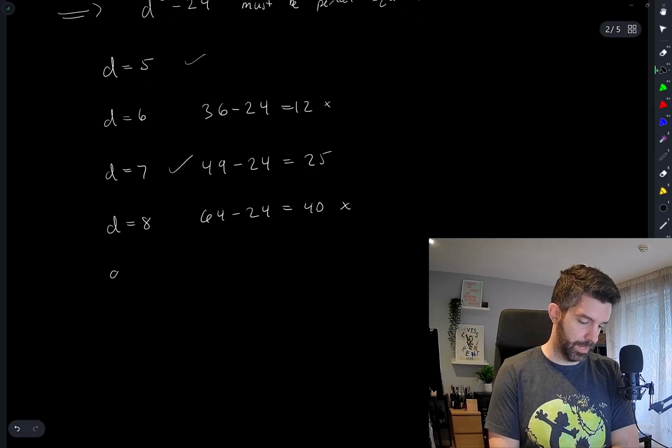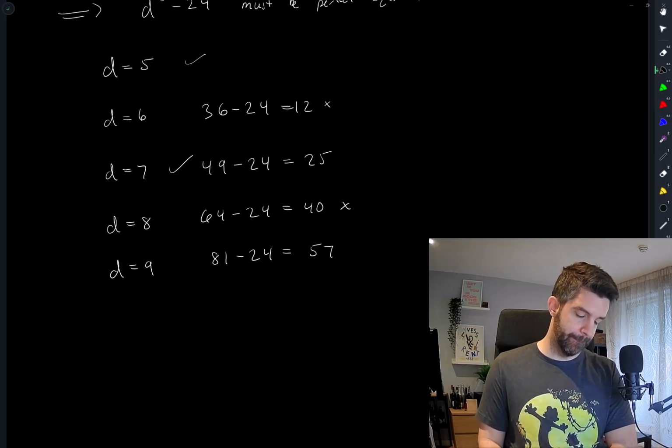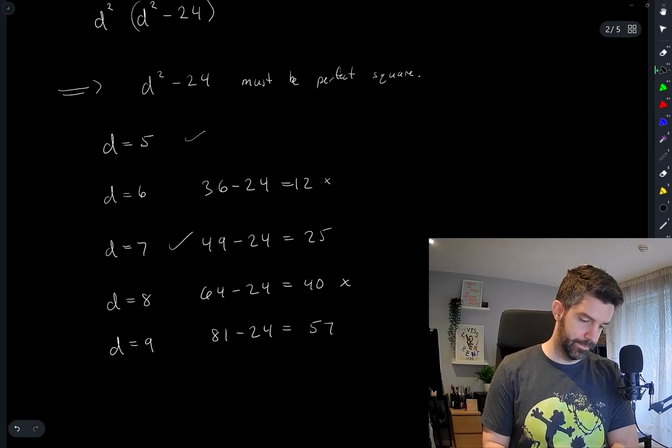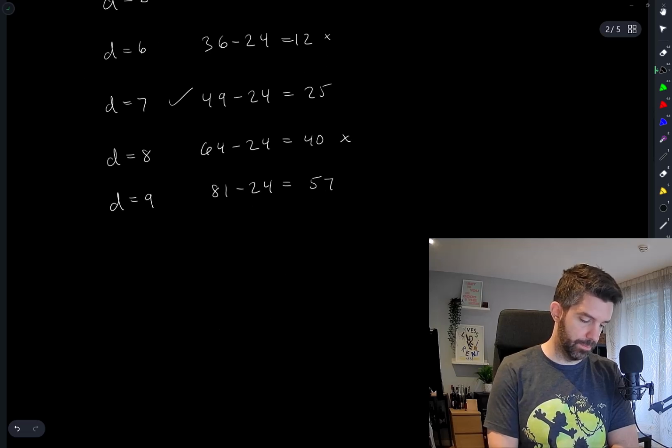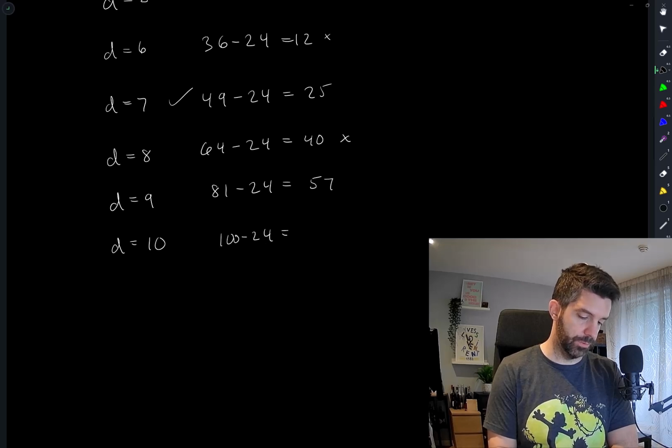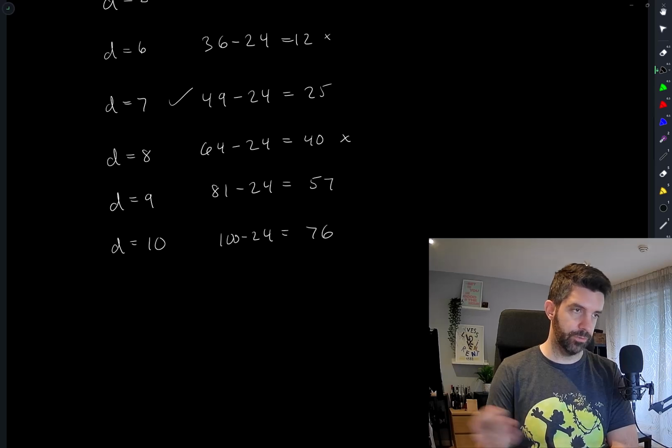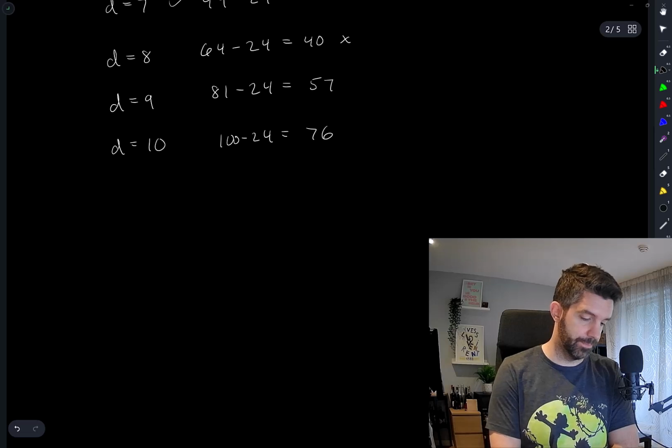What about d is equal to 9? 81 minus 24 is equal to 57. I think we're probably beyond or very close to beyond the maximum value that d could possibly be. So 100 minus 24 is equal to 76. So we did skip over a square, so we keep going.